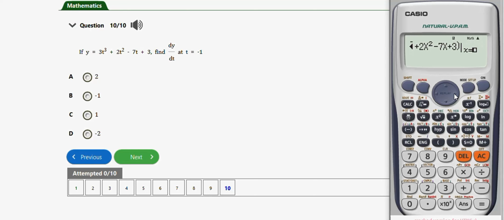So let's come here and put the value stored. Not 2, what you're going to put here now is negative 1. Very, very important, guys. So we have minus 1. Okay, so that's it. Just press equals to see the output. We have negative 2, option D.